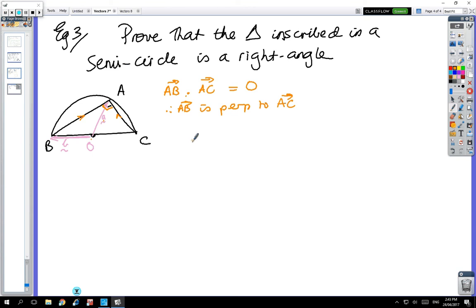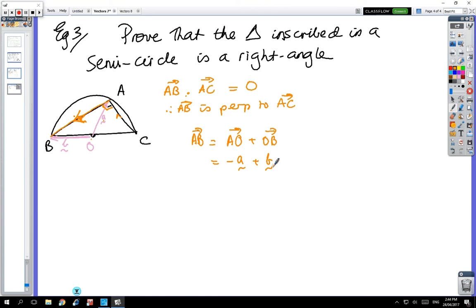So we've got AB. If I want to go from A to B, I'm going to go A to B. If I go from A to B, then I've got to go AO, and then I go OB, which means I've got minus A, and then I've got positive B.